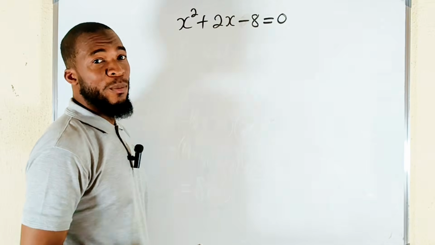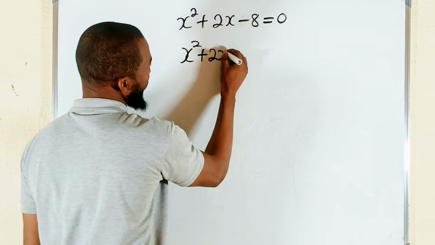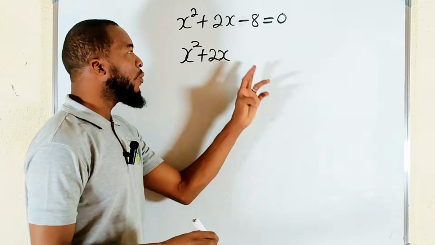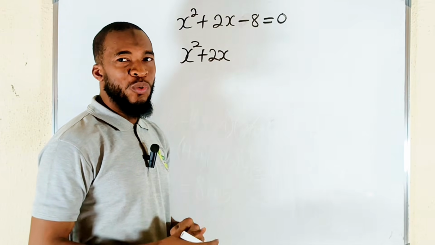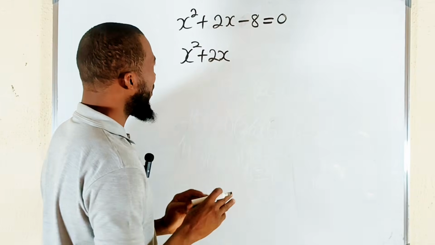Secondly, this is what you should do. Take the first two terms and repeat them: x squared plus 2x. Now we are going to add a number and also remove it. Though I know this is not the only way, I like doing this.